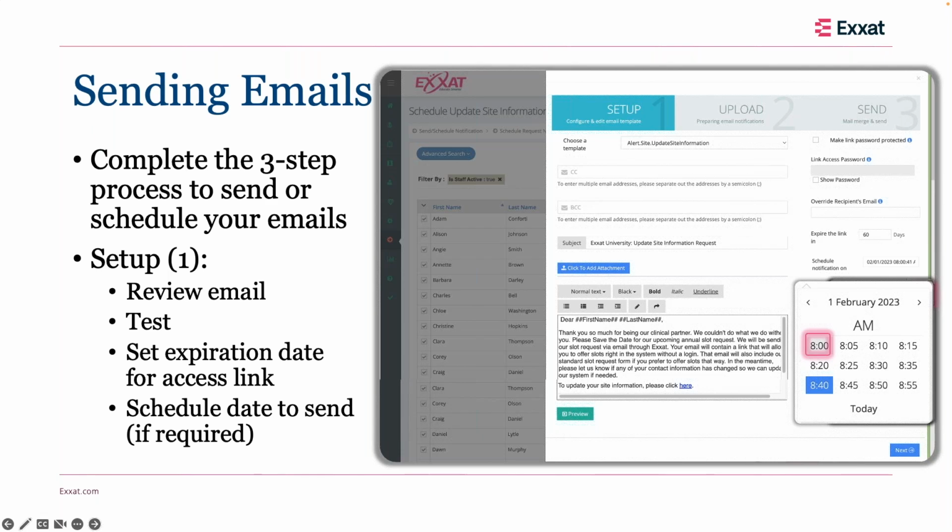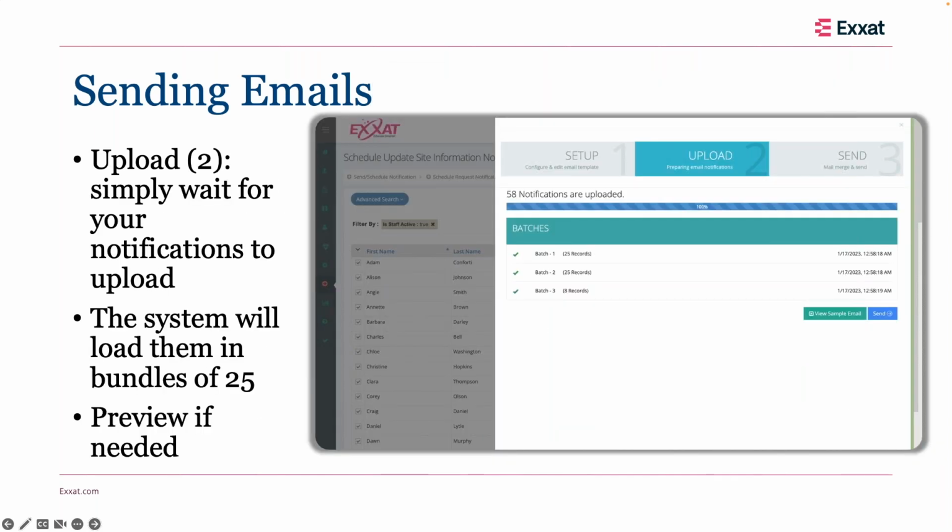Once you're all done in this first step, you'll move along to the next step. These next two steps are relatively easy. On step 2, you're going to upload. Once you get to the screen, you just wait for the notifications to load. It uploads them in bundles of 25 records at a time. So if you have like 500 sites, it might take a little bit of time to load everything, but you just have to wait for the system to get to 100% in terms of upload.